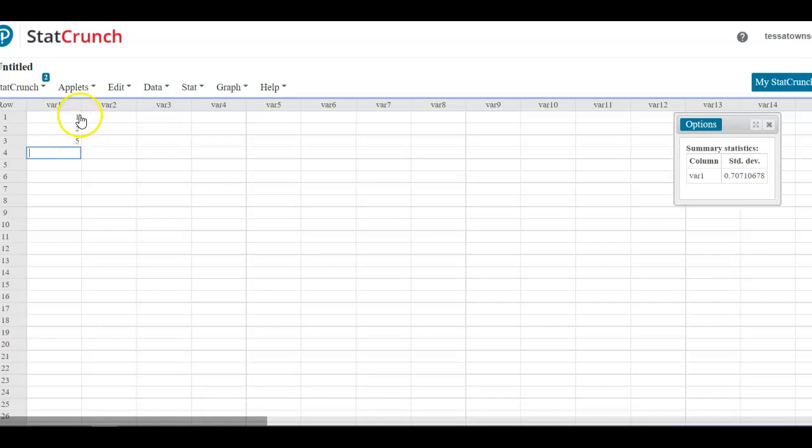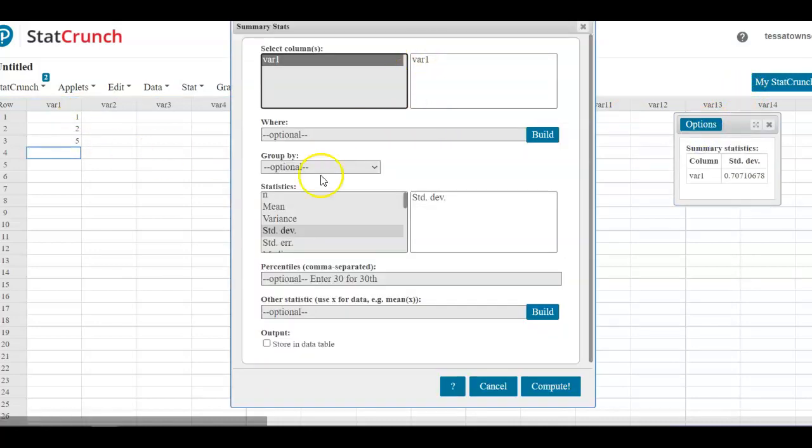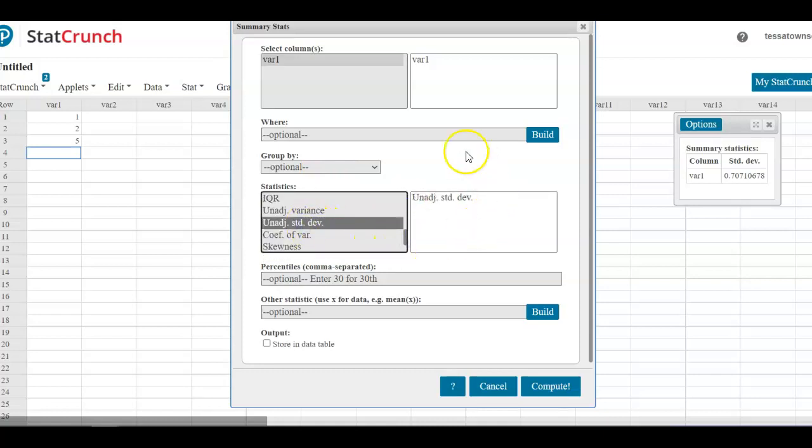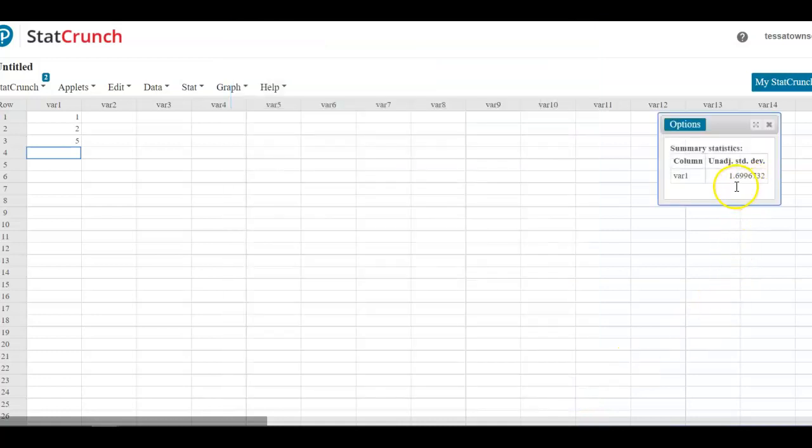So there's my population 1, 2, and 5. And I am going to choose the unadjusted standard deviation. That's what StatCrunch calls the population standard deviation. And that population standard deviation is 1.6997.